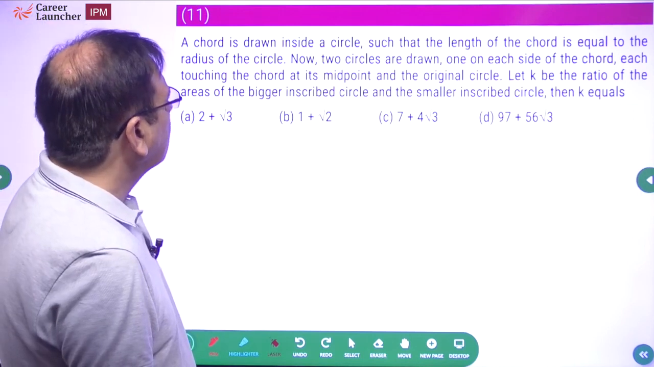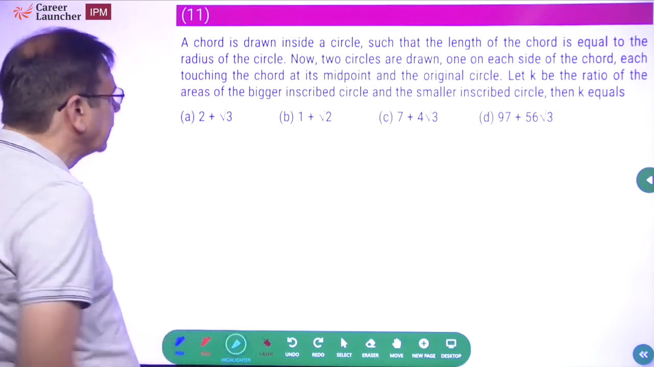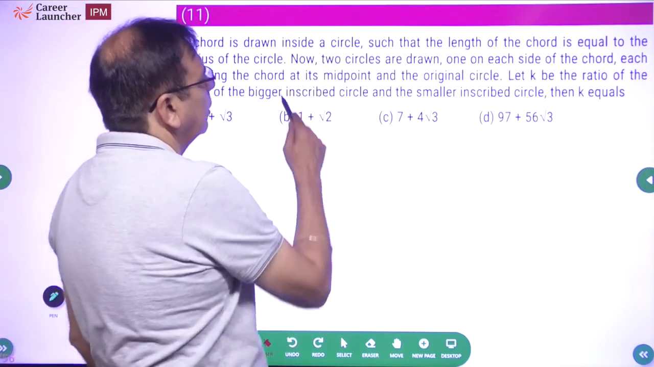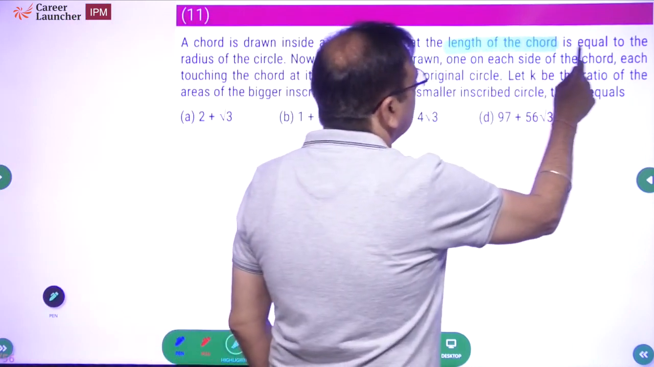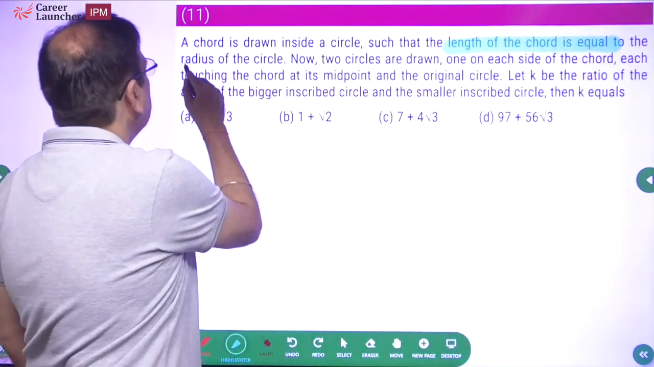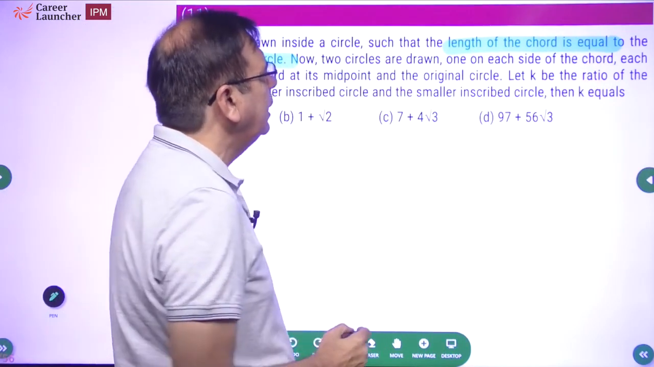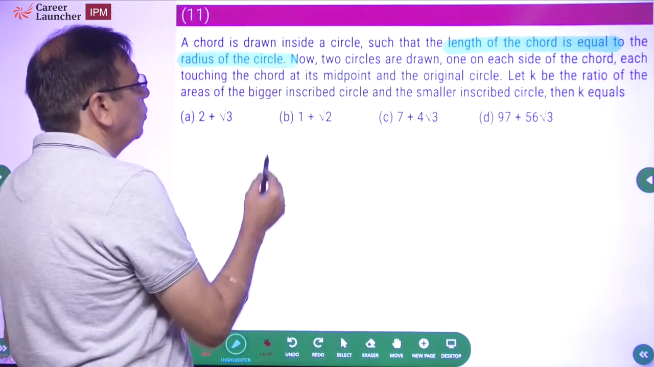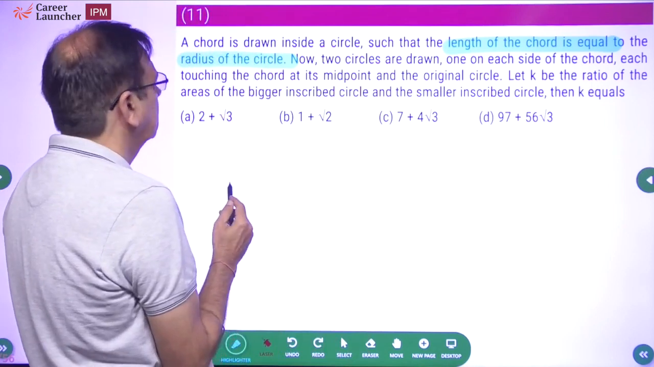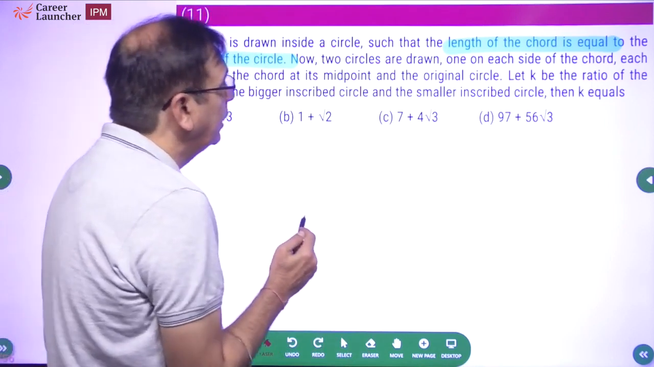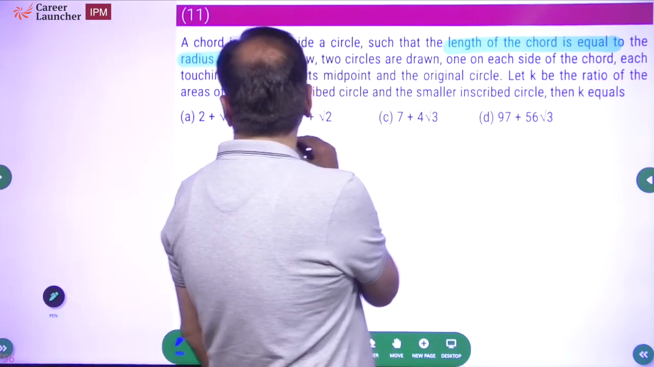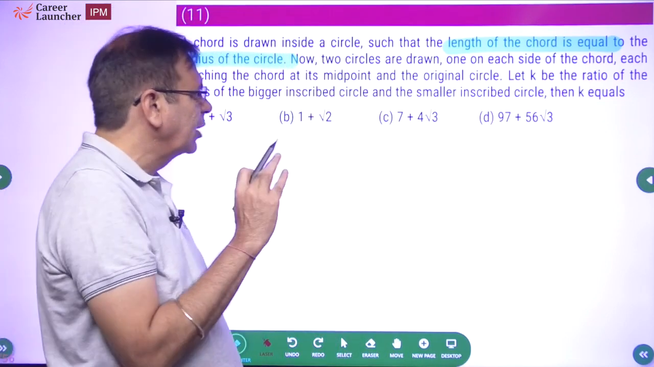A chord is drawn inside a circle. Long question, so we'll read it comfortably. Inside a circle, such that the length of the chord is equal to the radius of the circle. Now, two circles are drawn, one on each side of the chord, touching the chord at its midpoint of the original circle. Let K be the ratio of the area of the bigger inscribed circle and the smaller inscribed circle.